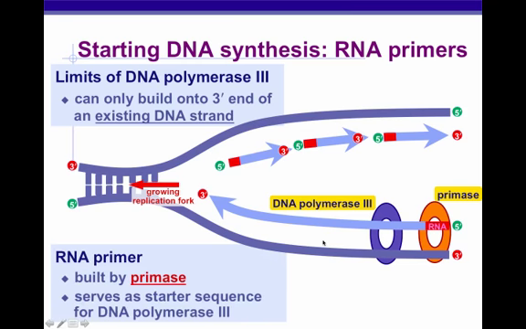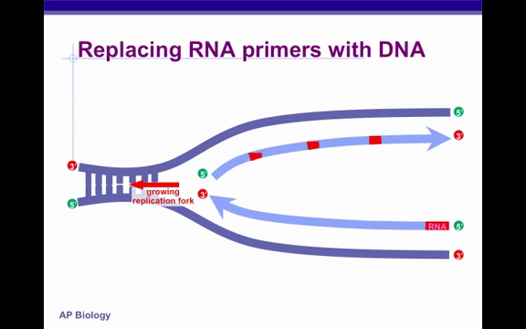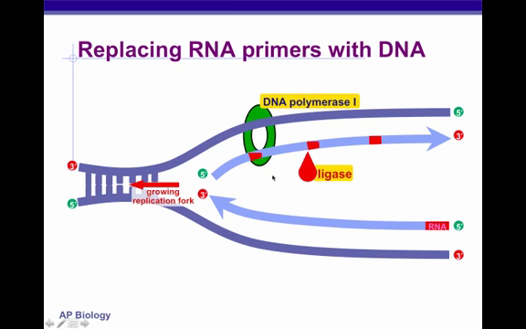Okay. Then the RNA primer is built by an enzyme called primase. It serves as the starter sequence for DNA polymerase 3. So now we have to replace the RNA primers with DNA. So here you have the ligase and the DNA polymerase 1 together. The ligase connects them, and now we have the DNA polymerase 1, which is going to take away the RNA primer. So you can see it going away. There goes the RNA primer. Here's the other one and the third one, okay? And the fourth one down here on the leading strand.